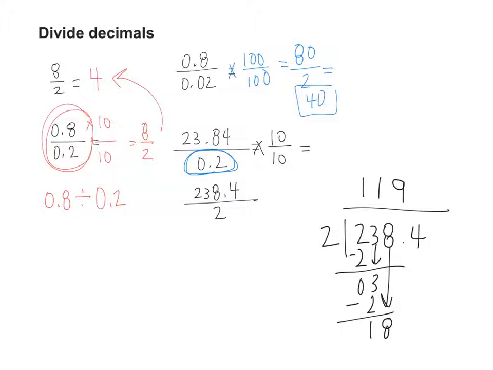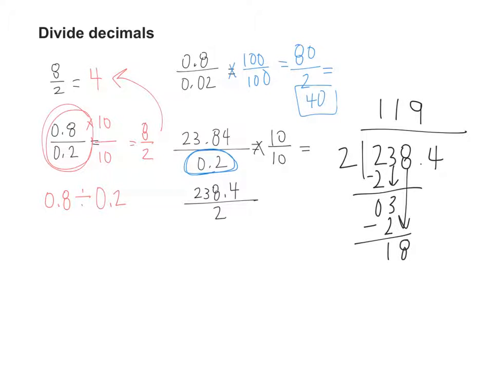Okay, and I can subtract that, and I have 18, 0. And now I bring down the 4. How many times does 2 go into 4? 2. So the answer is 1,192? No. Because over here, this was 4/10, so my n needs to be 2/10. Okay, so that's how you can solve that problem.